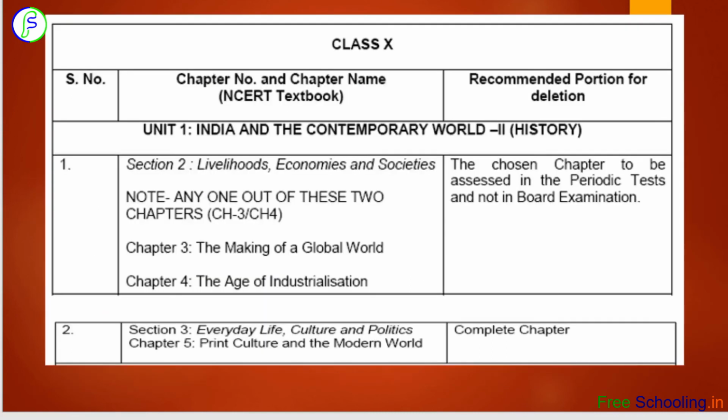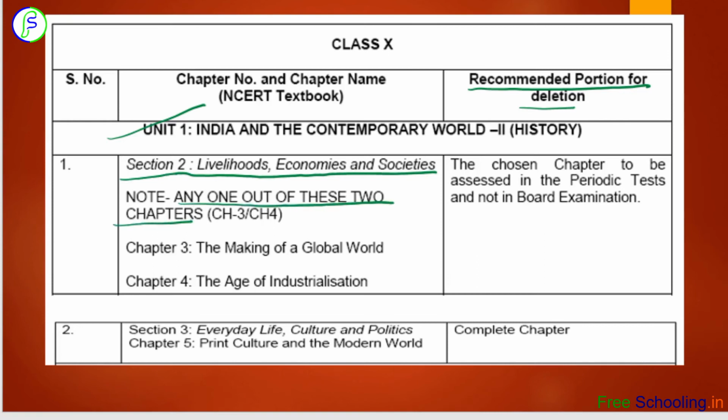So, now let's see what is recommended for deletion. First, let us see unit 1. We see under section 2, livelihoods, economies and societies, again we have a note that any one out of these two chapters. Okay, so if we see, we've got the making of a global world and the age of industrialization.